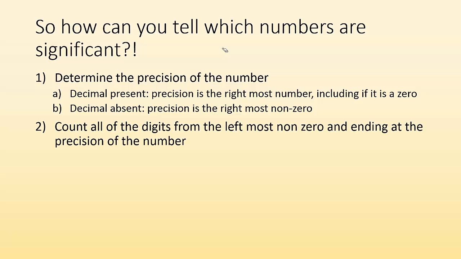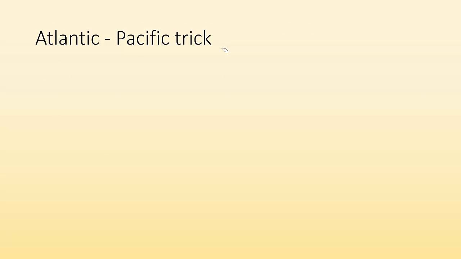All right, so then you count all the digits from the leftmost non-zero and ending at the precision of the number. So zeros to the left aren't significant. You're going to start with the first non-zero, and you're going to count all the way to the right till you reach your precision. So there's a little Atlantic-Pacific trick, which makes you need to know a little geography, just a little bit.